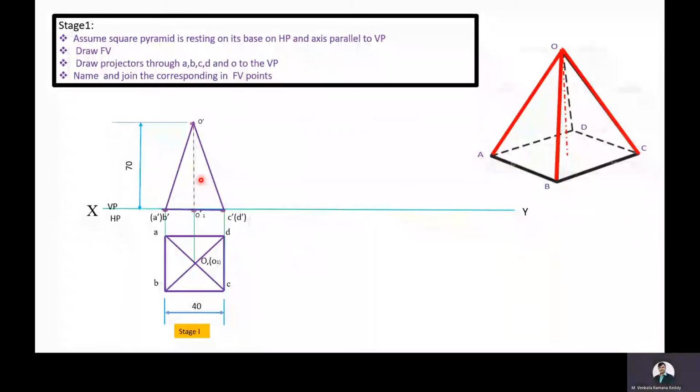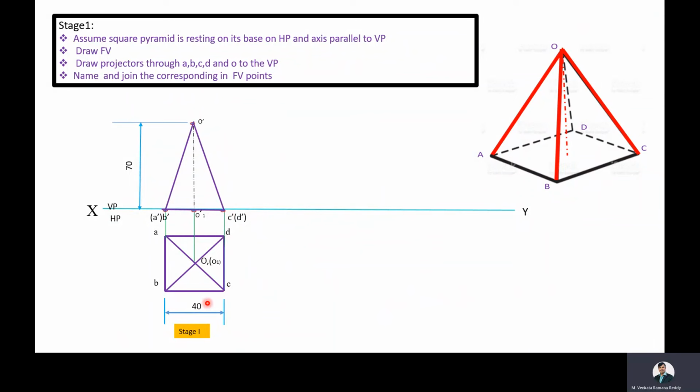This is the front view of the square pyramid when it is resting on its base on HP and axis parallel to VP. Here, the slant edge O dash B dash is visible, whereas the O dash A dash slant edge is invisible. And here, the slant edge O dash C dash is visible and O dash D dash is invisible. The slant edge O dash B dash is going to hide the slant edge O dash A dash, and here the slant edge O dash C dash is going to hide the slant edge O dash D dash.